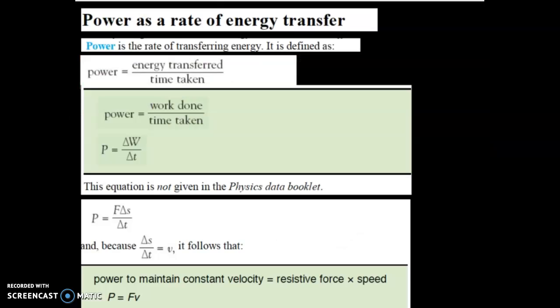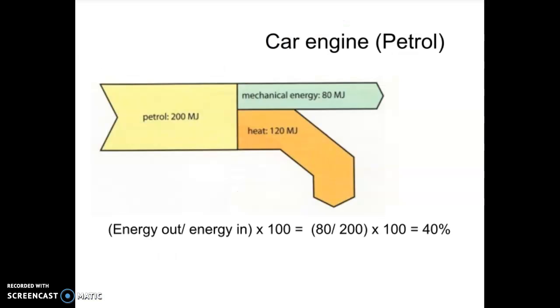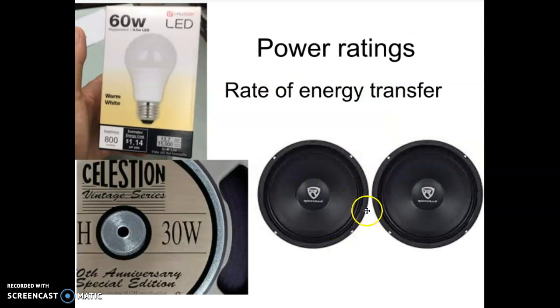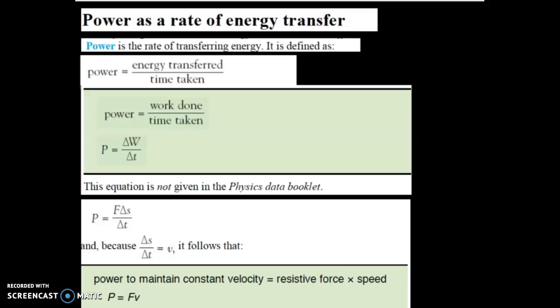So what's power? Power is the rate of energy transfer. So when you have these changes of energy, from chemical energy in this case to mechanical energy, or in a speaker, for example, you've got some speakers here, from electrical energy to sound energy, these are energy transfers, and we can calculate the power by finding out how long it takes for that energy transfer to take place. So we've got power equals energy over time.